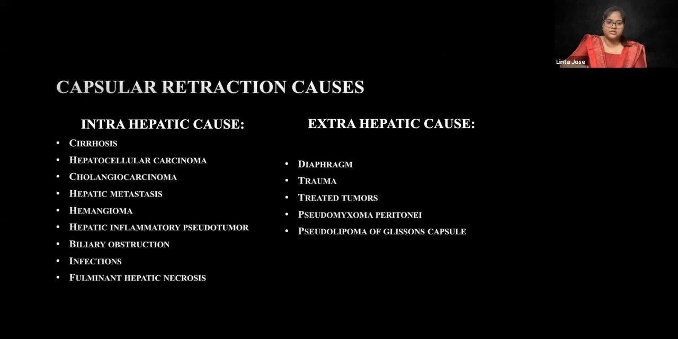And these are the few causes of capsular retraction, as I explained previously. There are two causes, such as intrahepatic as well as extrahepatic. In the intrahepatic, cirrhosis itself can cause capsular retraction, like in the case of pseudo-tumor retraction. Then hepatocellular carcinoma and cholangiocarcinoma are the most commonly known causes to produce capsular retraction. And in our case, hepatic mets.